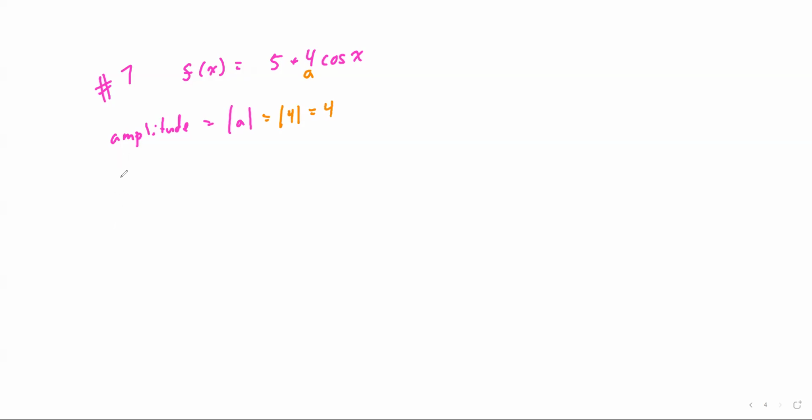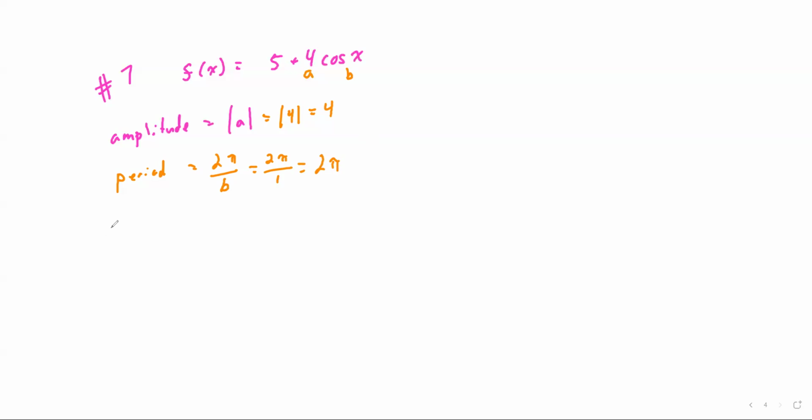The next thing you want to do is figure out your period. And your period is 2 pi divided by b. Well, your b would be the number that's being multiplied to the x. But obviously, we don't see a number. So this becomes 2 pi divided by 1, which will remain 2 pi, meaning nothing compressed it or stretched it out horizontally. So therefore, we stick at just 2 pi.